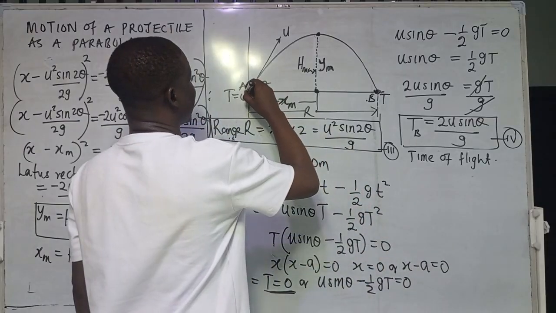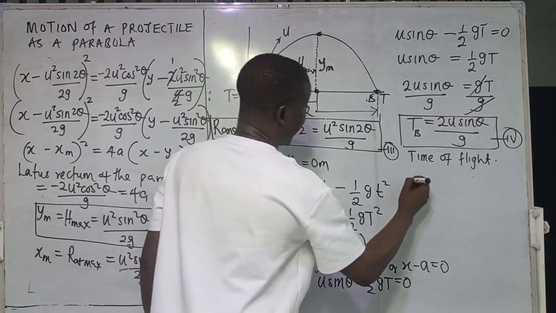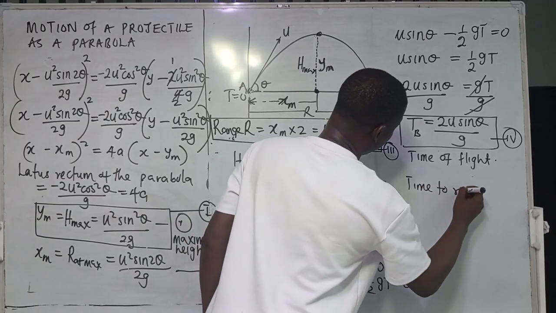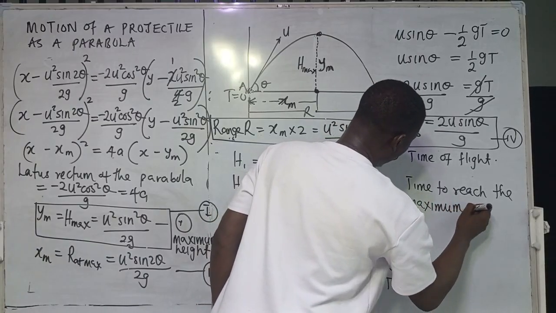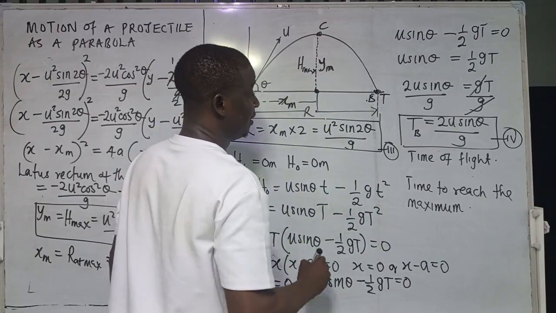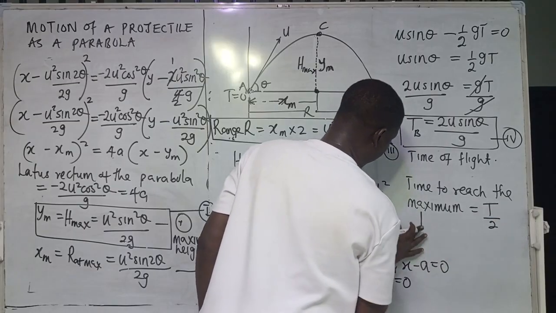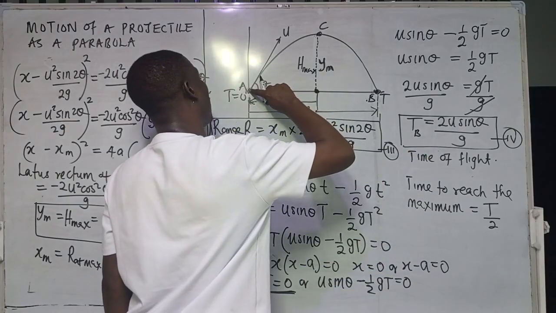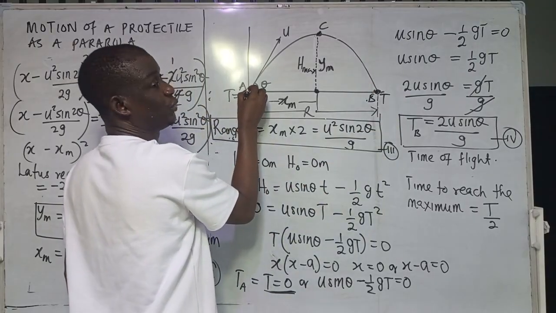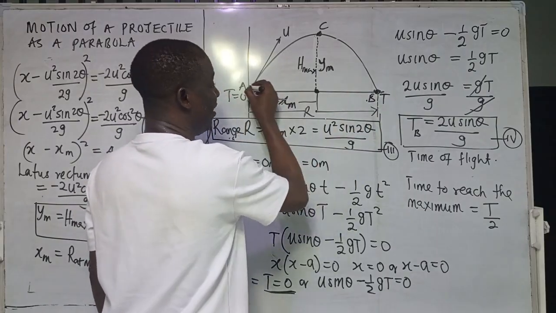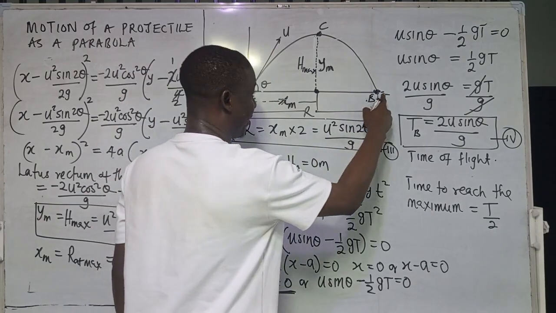But what about the time from here to this place? What about the time to reach the maximum height? What is the time to get from A to C? The time to reach maximum height is equal to the total time divided by 2. So the time from A to C is the same as the time from C to B. Why? Because the body is projected from the same level. Your initial position is equal to final position.